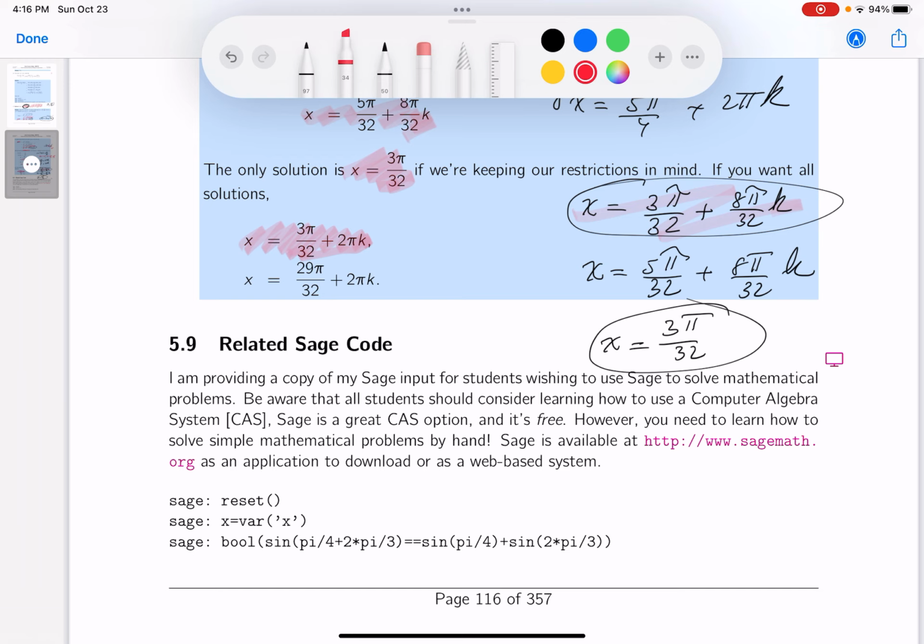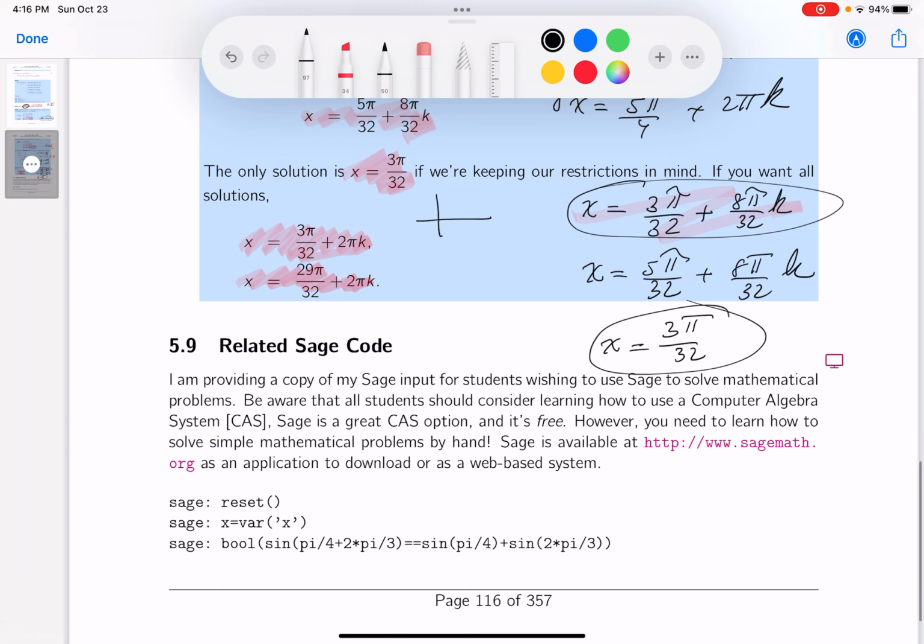Now, someone says, how'd you get this one over here? I kind of looked at the sine function. It looks like this over here. And what I said, it hits here, but it keeps repeating itself every 2 pi. But it also hits here. And what would that be? It would be pi minus 3 pi over 32. I'm trying to get the other answer, by the way. That would be 32 minus 3, which is 29 pi over 32. And again, it keeps repeating itself every 2 pi. So these are all answers.